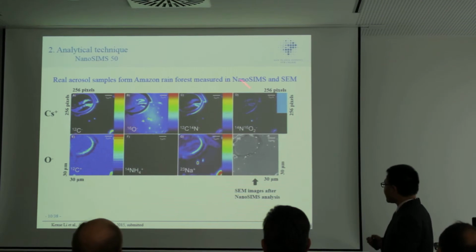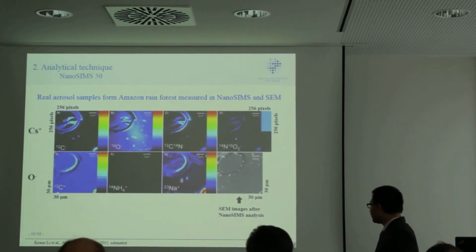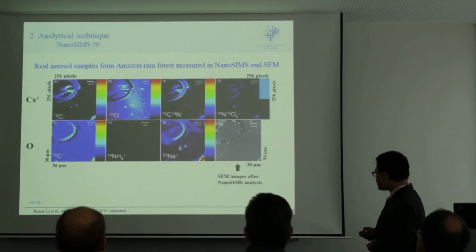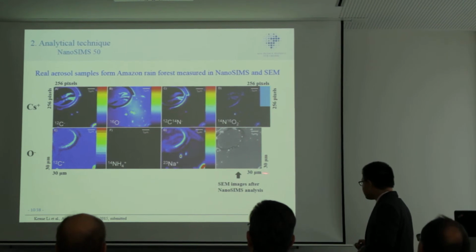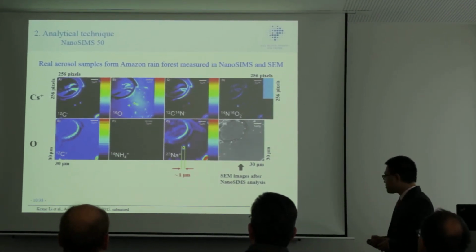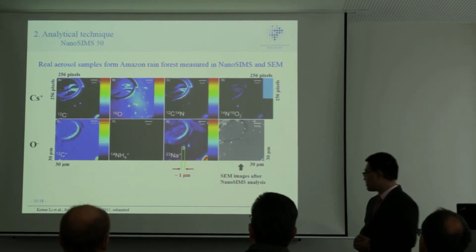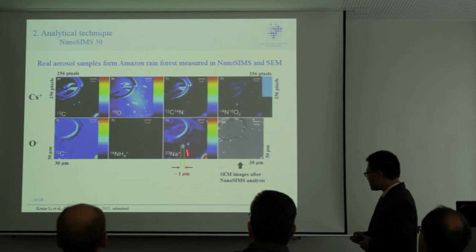From this image, we can see fungal hyphae and salt particles. For example, these two particles contain sodium and one of them contains nitrate. From the scale, we can see this sodium nitrate particle is approximately 1 micrometer in diameter. So I tried to develop a method to measure natural isotopic composition in such particles.